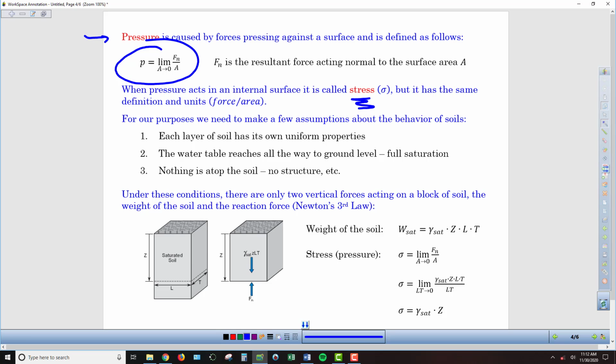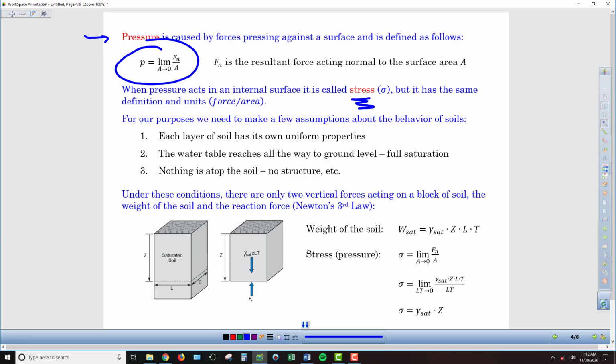So we take the force, divide it by the area over which that force is being applied, then we reduce that area, we take that limit as area approaches zero, and so the resultant force acting normal to the surface area A, we get this measurement of pressure. And again, inside of a material, we refer to that as stress. So we want to calculate this for what's going on inside of a soil sample.